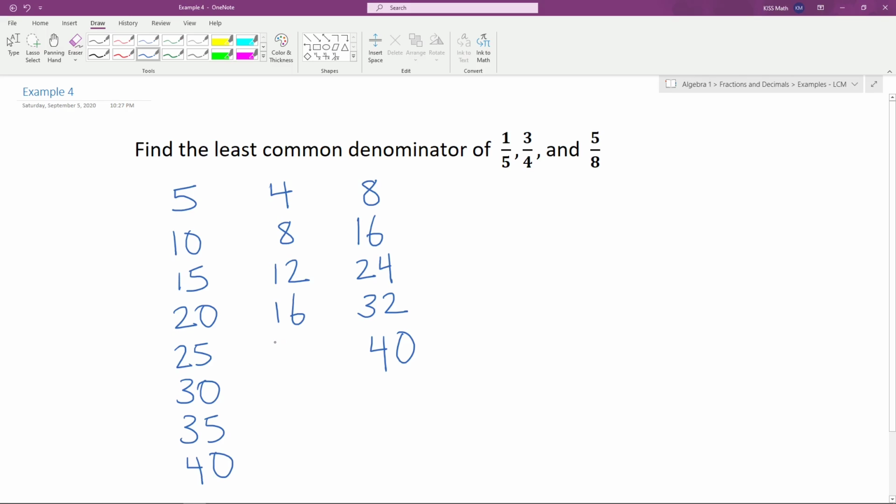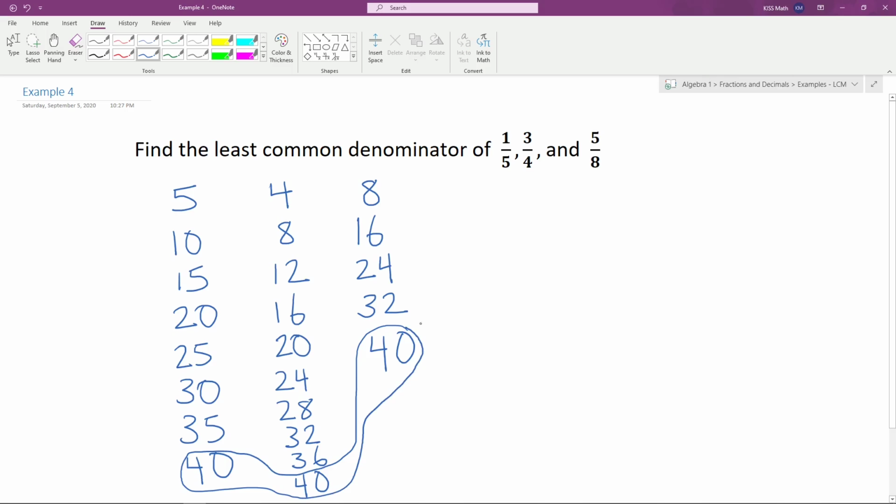Let's try continuing with 4: 20, 24, 28, 32, 36, 40. So yes, 40 is the first multiple which is common to all 3 of these denominators. So that's our answer. But let's take it a step further.